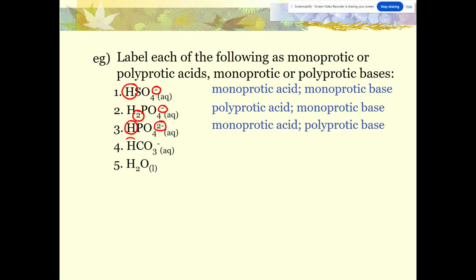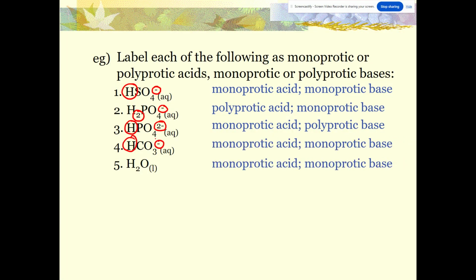And the last 2, monoprotic for both of them. The reason water is monoprotic for both, again, is just something you also have to remember, that it will accept 1 hydrogen as a base to make the hydronium ion, or it'll lose 1 hydrogen as an acid to make the hydroxide ion.